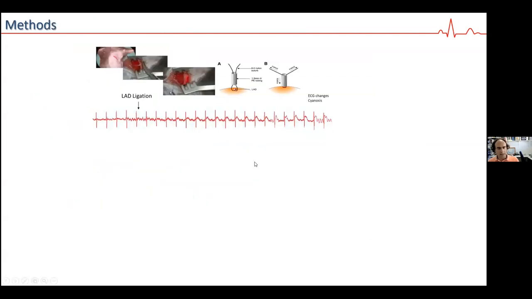So to do that, we use our established model of myocardial infarction in mice by permanently tying the left anterior descending coronary artery. After that, we observed cyanosis and ST elevation, and we wait at three different time points. We measure cardiac function at 4 hours after MI, 1 day, and 7 days post MI.